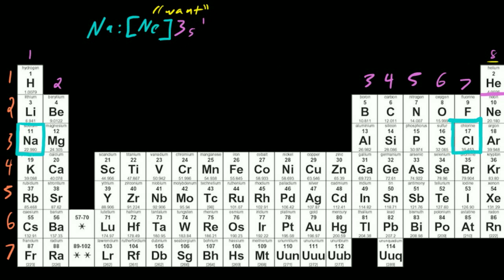Now let's take a look at chlorine. Chlorine, right below it, has the same electron configuration as neon, and then in addition to that, what electrons does chlorine have? It's got 3s2, and then its 3p orbitals are almost completely full. It's got 3p5. If it had 1 more electron, it would have the same exact electron configuration as argon.